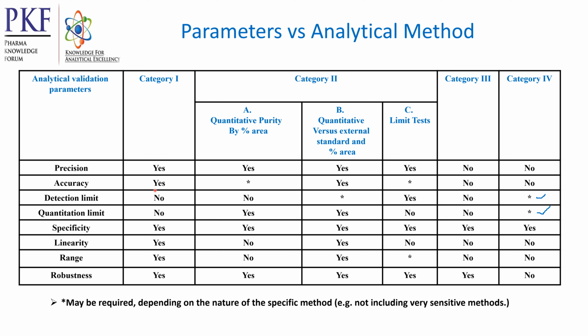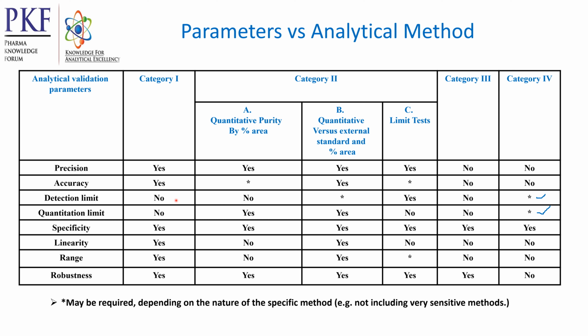Accuracy parameter. Category 1 must be performed. Category 2A, depending upon the sensitivity of the method, it may or may not be performed. Generally, this test is performed. 2B must be performed. 2C, depending upon the sensitivity of the method, may or may not be performed. Category 3, no. Category 4, no.